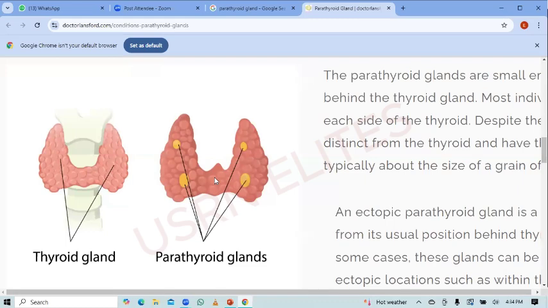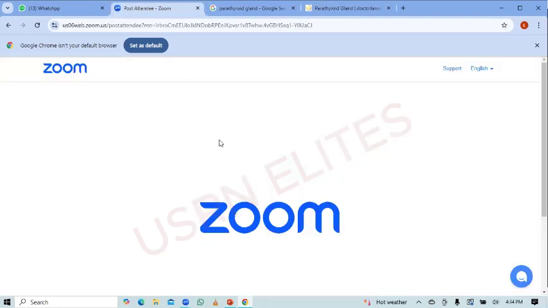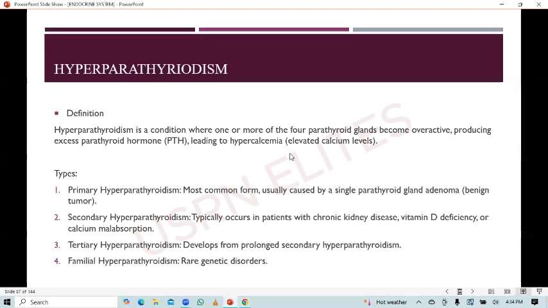So that is that for the location of the parathyroid glands, just behind the thyroid gland. Hyperparathyroidism is a condition where one or more of the four parathyroid glands becomes overactive, producing excess parathyroid hormone, leading to hypercalcemia, or elevated calcium level.